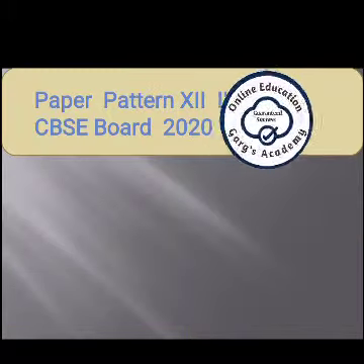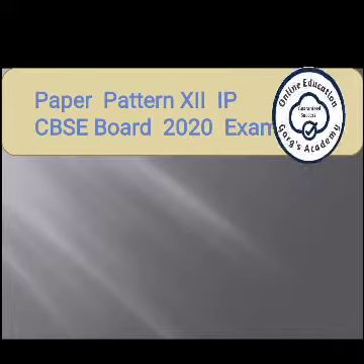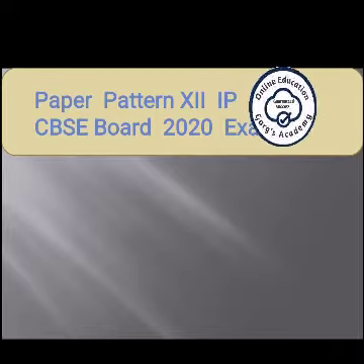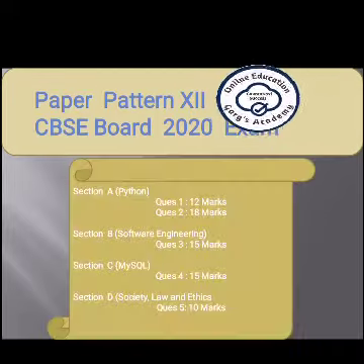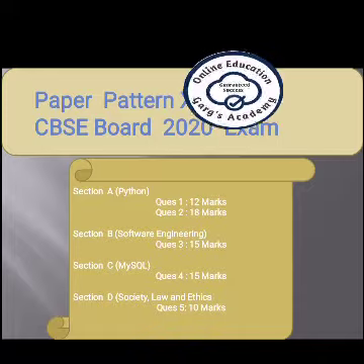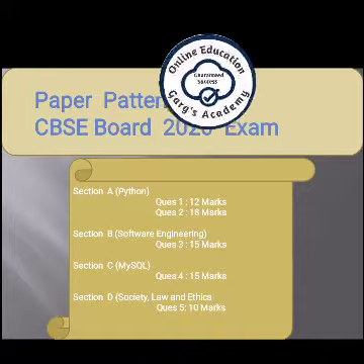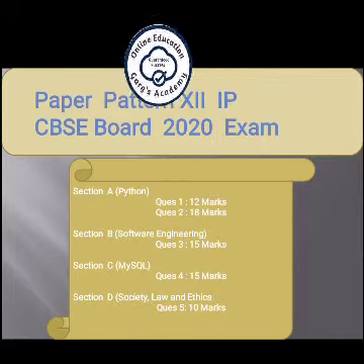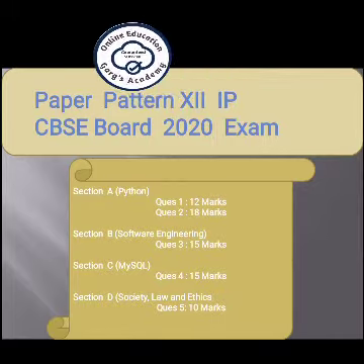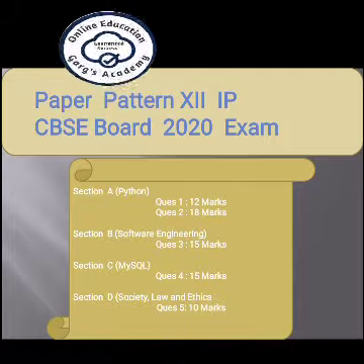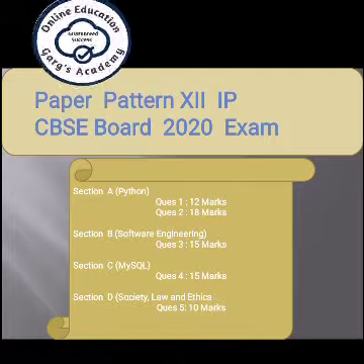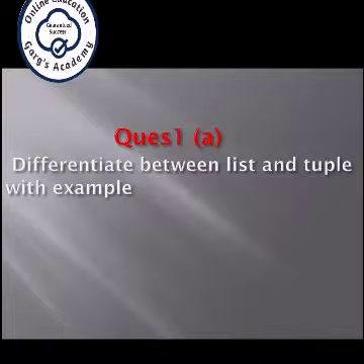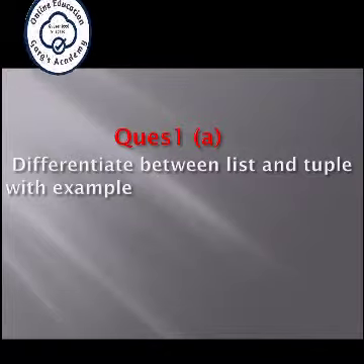Let's first recall the paper pattern of the CBSE board exam. There will be 4 sections and 5 questions. Section A Python, question number 1 and 2. Section B Software Engineering, question number 3. Section C MySQL, question number 4. And Section D Society Law and Ethics, question number 5. So let's start. Question number 1, A part.